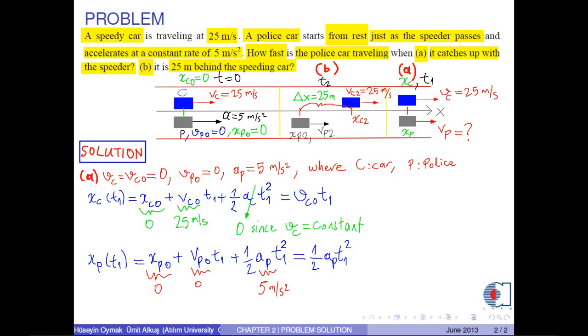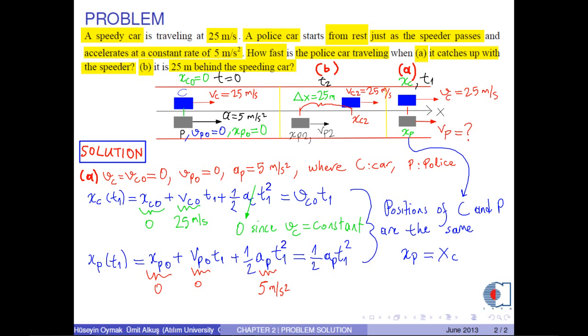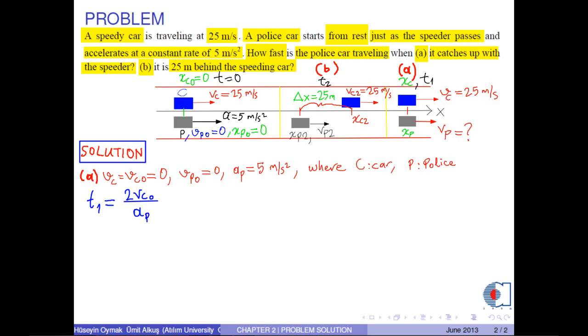To continue, for the police to catch up with the speeder, the positions of the car and the police should be the same. So XP equals XC, or 1/2 times AP times t1 squared equals VC0 times t1. From this, we find an expression for t1 as 2VC0 over AP. With the corresponding numerical values, we obtain 10 seconds.